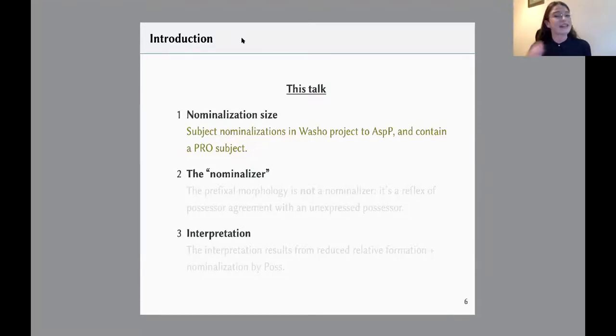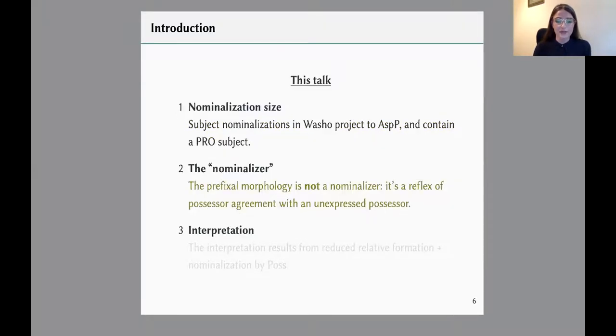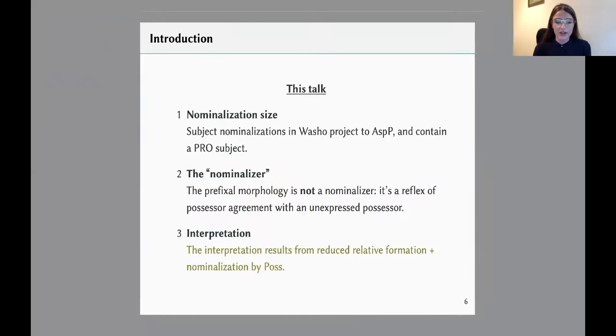So the claim about nominalization size is that the verbal projections project up to Asp, and they contain a projected subject. In terms of the nominalizer, I'm actually going to argue that the prefix that I just showed is not a nominalizer, but rather the reflex of possessor agreement with an unexpressed possessor. And in terms of interpretation, I'll argue that the correct meaning results from reduced relative formation plus nominalization by a Pos head.